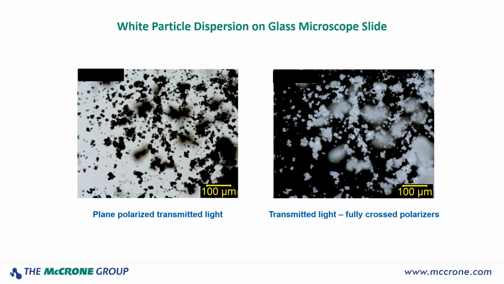With the plain polarized transmitted light on the left here, now all these particles appear black against a nice white or light gray background of the glass. That means these particles are very opaque. They might be white, but they're also very opaque. Not much light can get through them at all. That's why they look black.